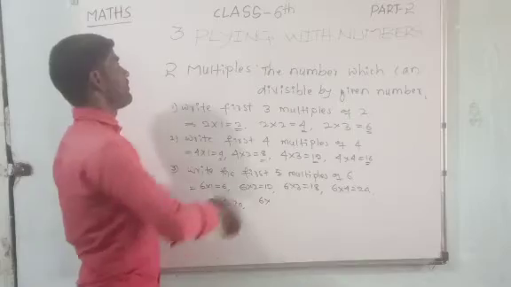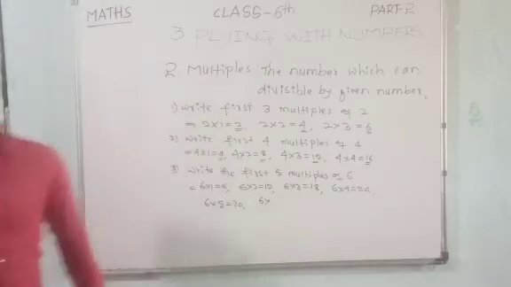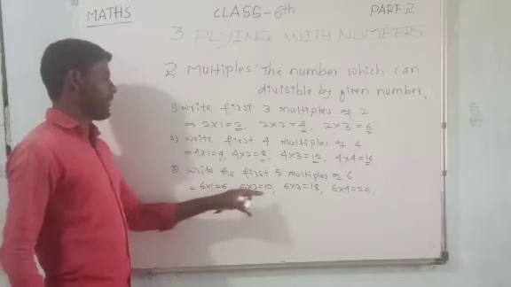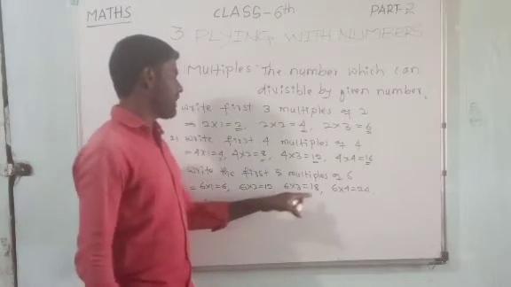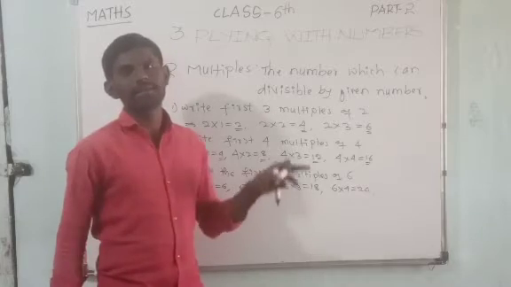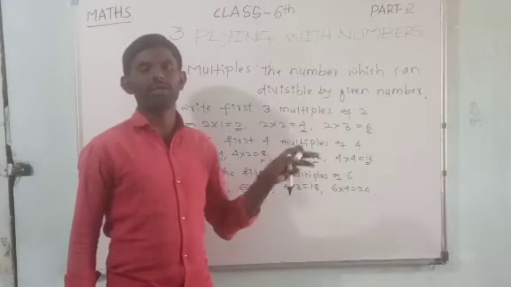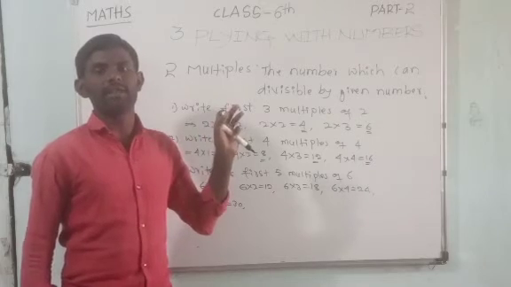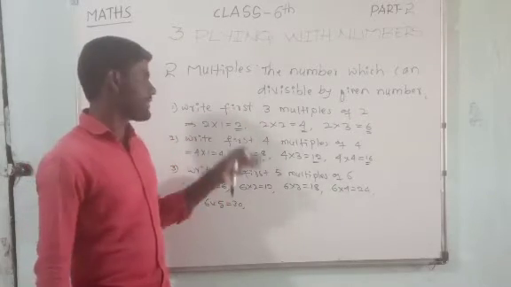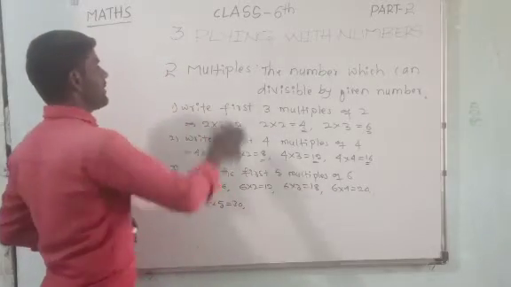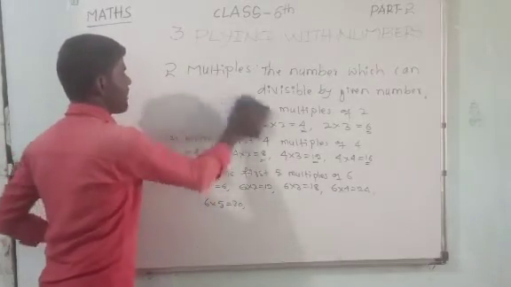Okay, this is enough. Here they are asking only 5, so the first multiple is 6, second multiple 12, third multiple 18, fourth multiple 24, then fifth multiple 30. We have to write like this. If they ask to write the multiples of 5, we need to write like this. Let us see a few more examples.